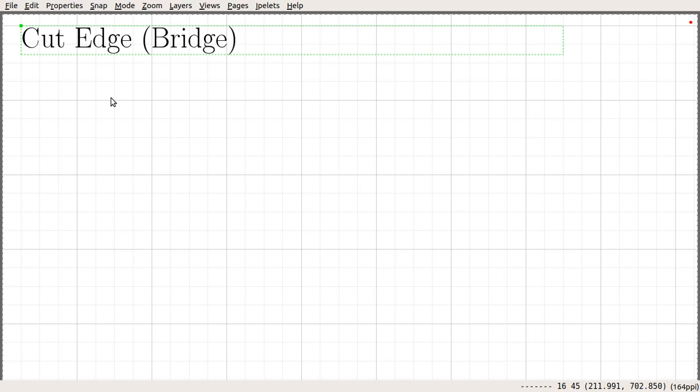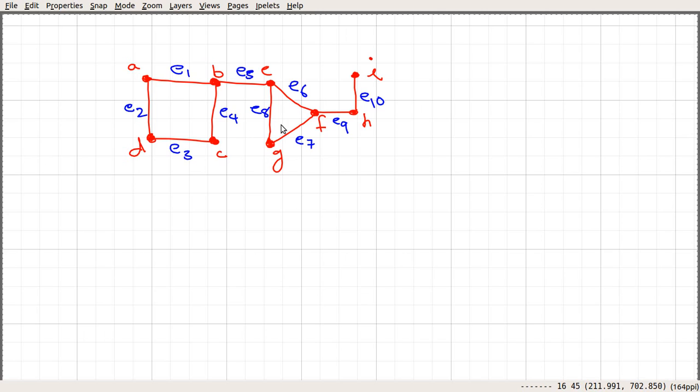Okay, in this video we are going to look at an idea of what is called a cut edge. A cut edge is also called a bridge in a graph. So we are going to discuss cut edges or bridges in a graph. Let's consider this particular example.